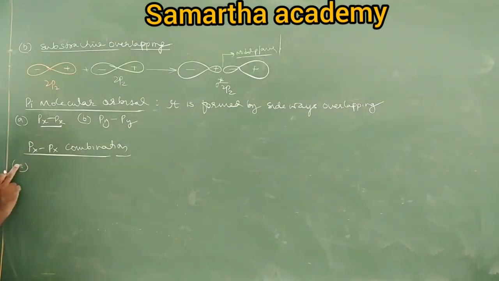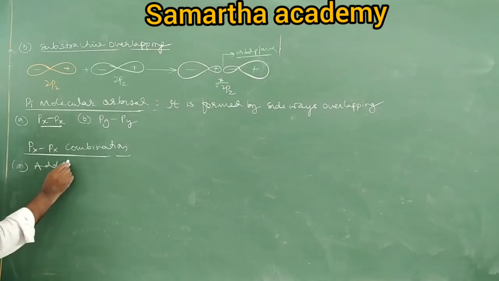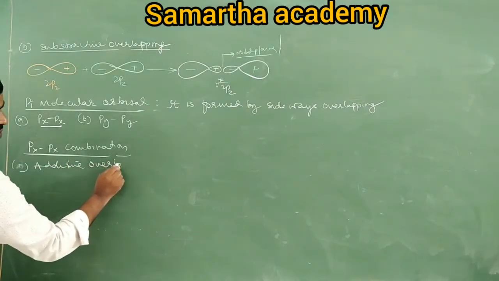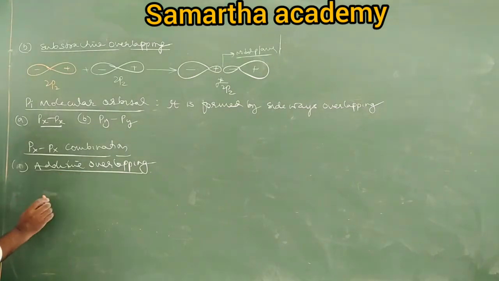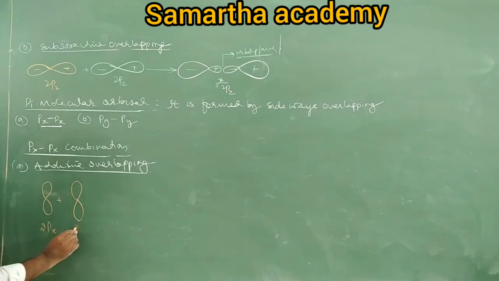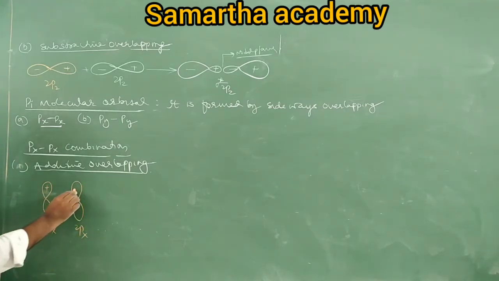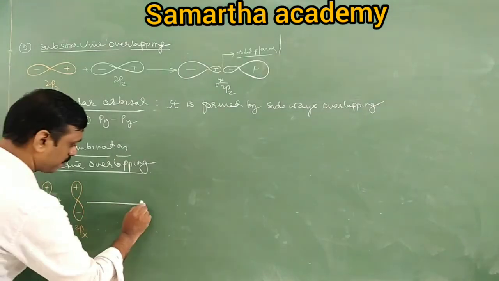So write additive overlapping. Tell me, in additive overlapping, obviously px is perpendicular to pz, right? This is px of one atom, take 2px. Another is 2px. Okay, it is an additive overlapping, no? Sideways. Come on, tell me.